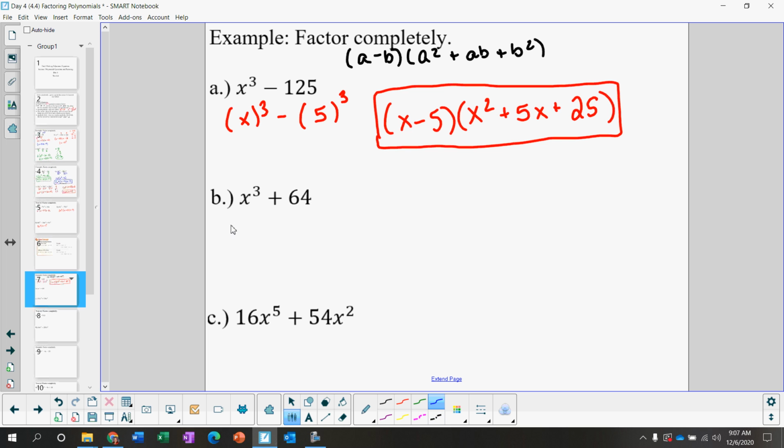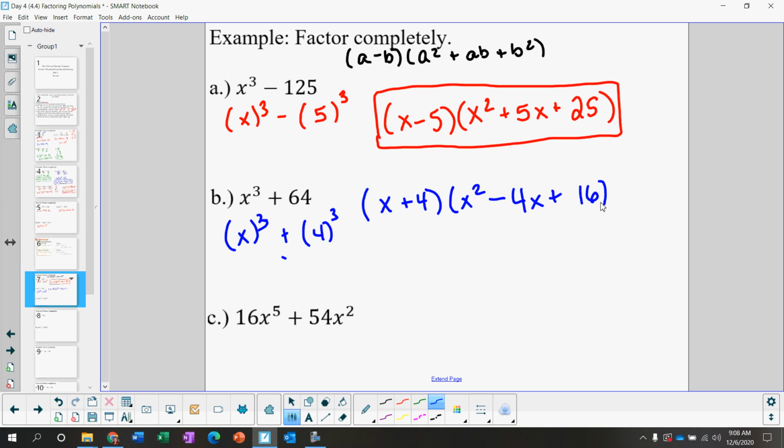If I look at B, again, I have a positive x that's being cubed in the first spot, and the cube root of 64 is 4. So the only thing that's different about the pattern now is this is a plus and this is a minus. So we're going to get x plus 4 first, x squared minus 4 times x plus 4 squared is 16.